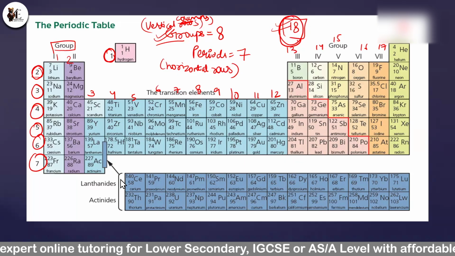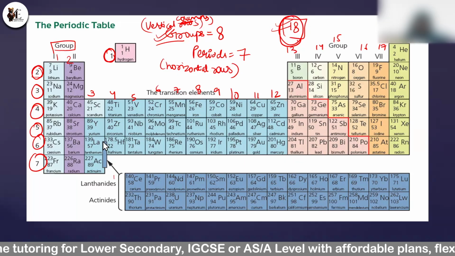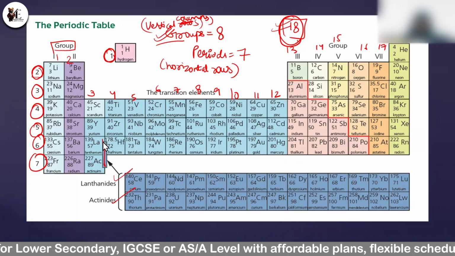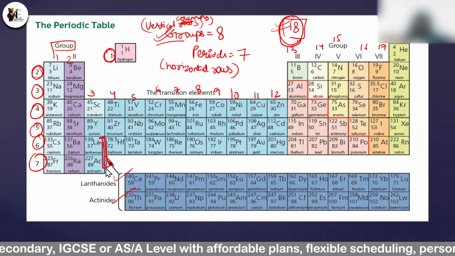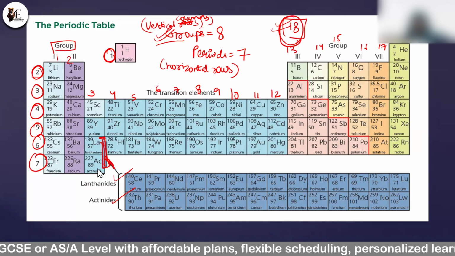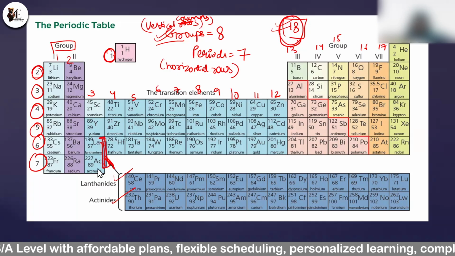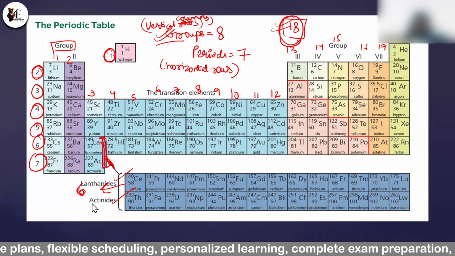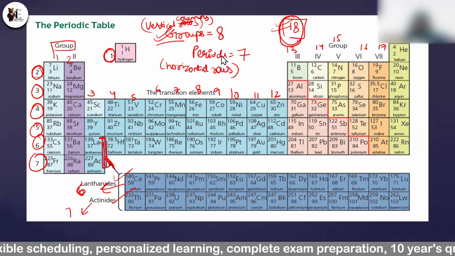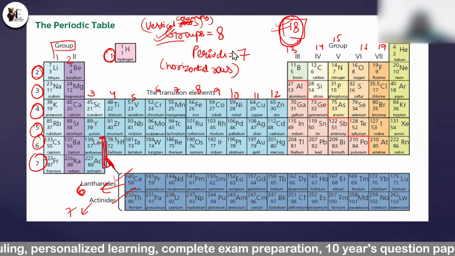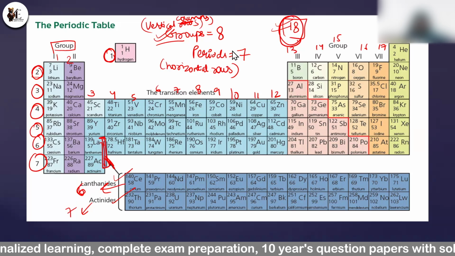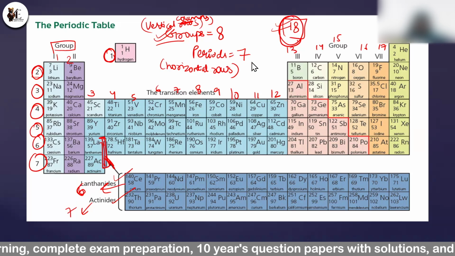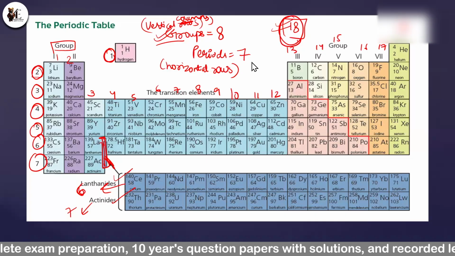We haven't counted these two. Why? Because these exist in the 6th and 7th periods only. You can see this symbol here. These are placed separately because of their different properties. Otherwise, this one lies in period 6, and this one lies in period 7. So there are 18 groups in the periodic table and 7 periods. Is it all right?